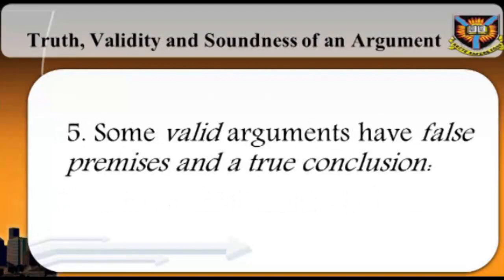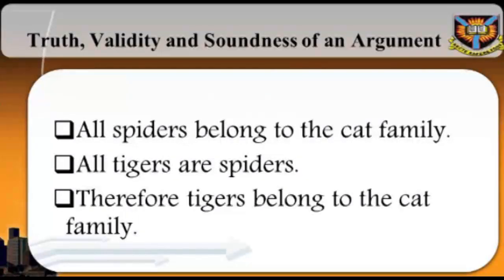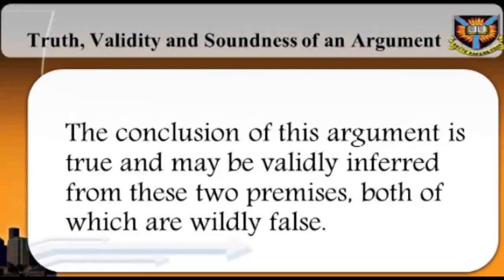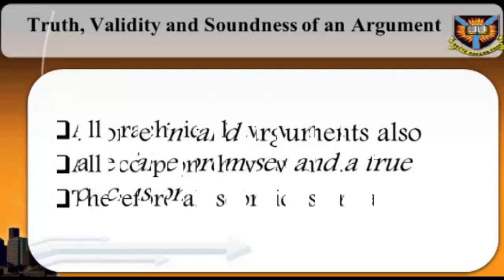5. Some valid arguments have false premises and a true conclusion. All spiders belong to the cat family. All tigers are spiders. Therefore, tigers belong to the cat family. The conclusion of this argument is true and may be validly inferred from these two premises, both of which are wildly false.